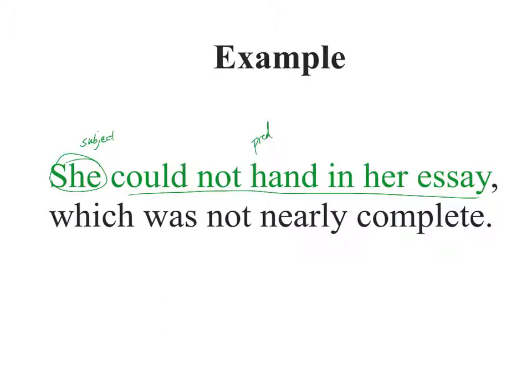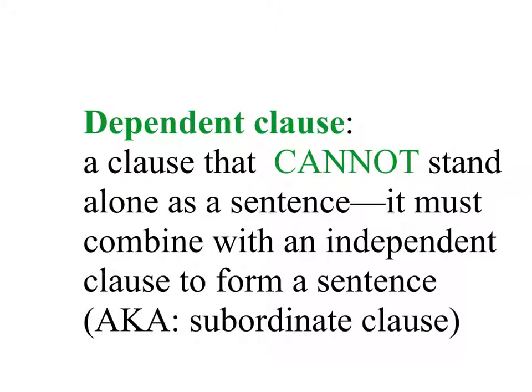Now, what makes it an independent clause is that if we took that comma out and put a period instead, and we just take this away, could this first part be a sentence? She could not hand in her essay, period. Yeah. It could be a sentence by itself. That makes it an independent clause because it could stand on its own, independent of anything else. But there is also such a thing as a dependent clause. And a dependent clause is a clause that cannot stand alone as a sentence. It must combine with an independent clause to form a sentence. And dependent clauses are sometimes referred to as subordinate clauses.